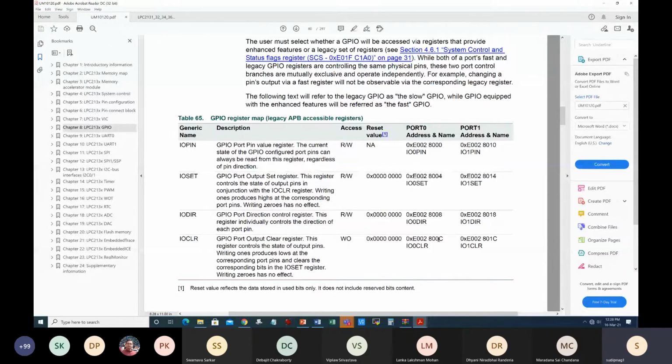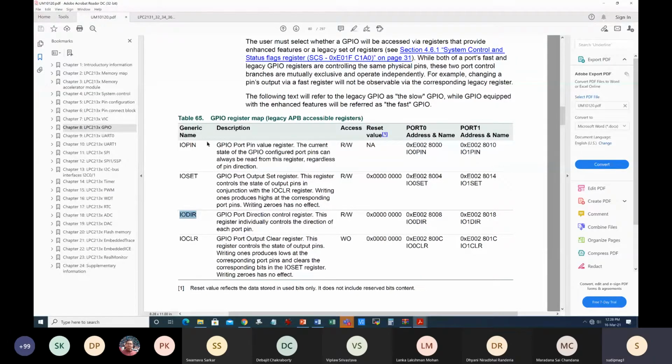This document is telling you that the legacy APB, which is the advanced peripheral bus that we discussed at the beginning today, is related to these GPIO registers. There is a group of registers used to configure this GPIO under legacy APB. Legacy is basically relatively slow, obviously. So the first one that we'll look at is this IO DIR.